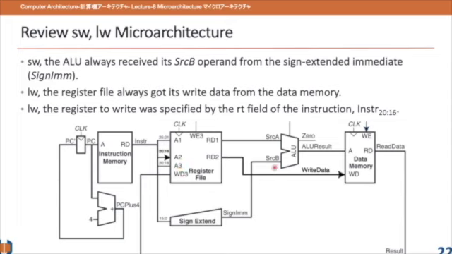Again, a quick review. The source B of the ALU always comes from the immediate. The register file's write data always comes from the read data here in the load word instruction, and the instruction comes here with the A3 port to write the data to the register. These are the common behavior and microarchitecture of the load and store word instructions.